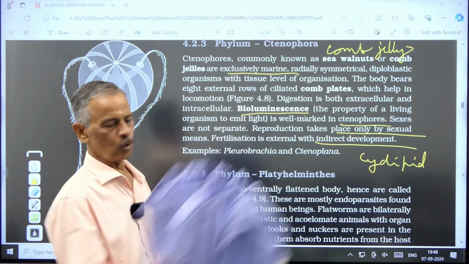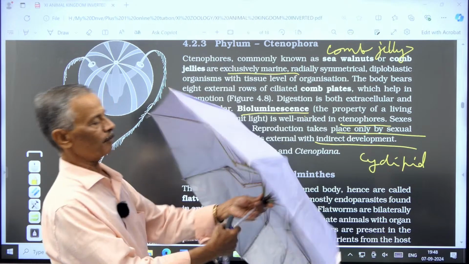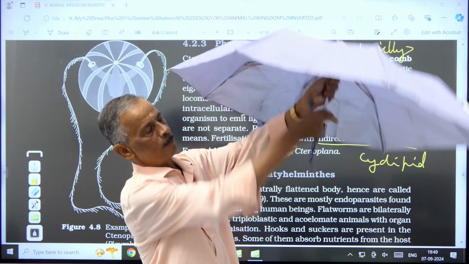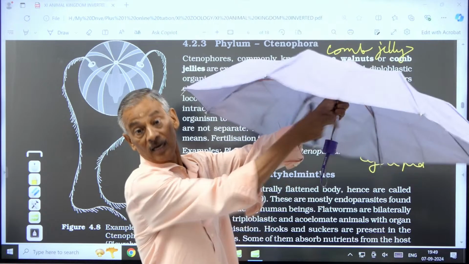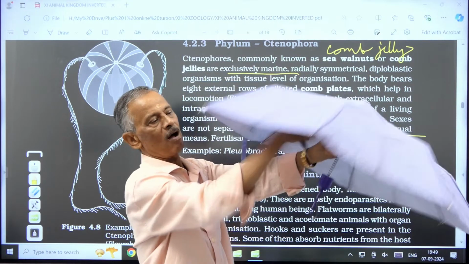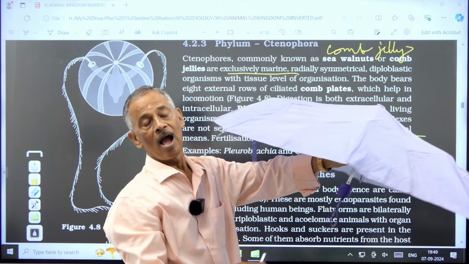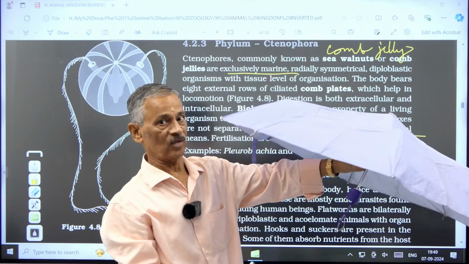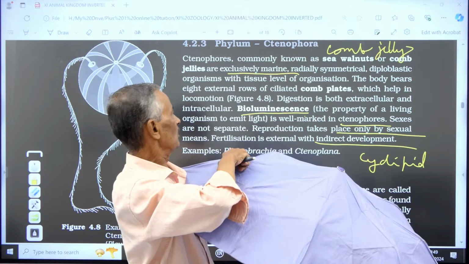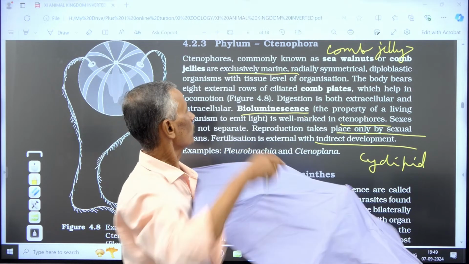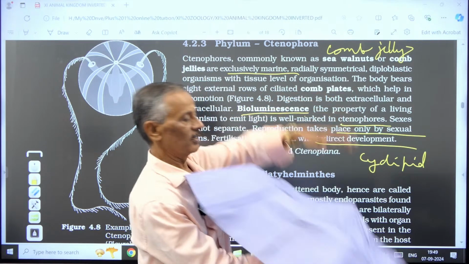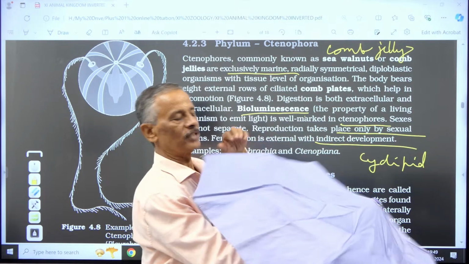See, I told you this animal has an umbrella-like shape, and just like the handle of the umbrella, the mouth is usually downwards. So the inner surface is called the subumbrellar surface, and this is the exumbrellar surface, which is present on the outside. Body bears 8 external rows of ciliated combs. Okay, external, on the outside.